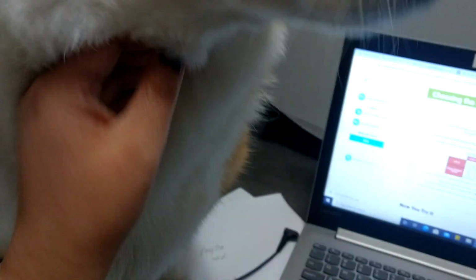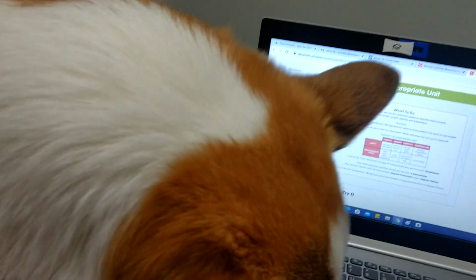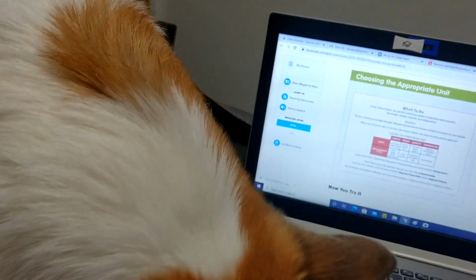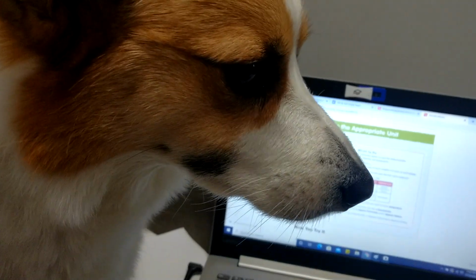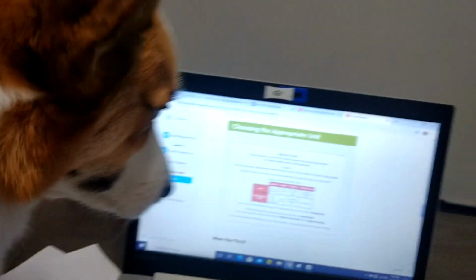Like, for example, Trooper. What would we use to measure you, Trooper? Well, it depends. If we're going to measure his weight in pounds, we would use pounds to measure Trooper, and we would use a scale. We'd put him on top of the scale and measure him.